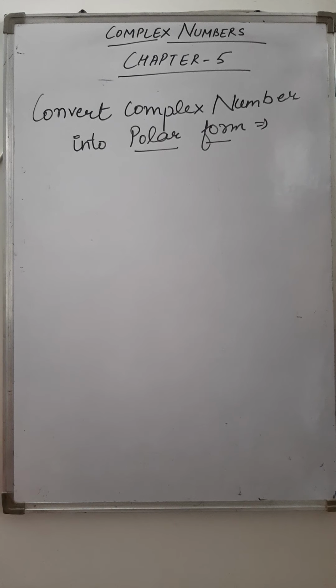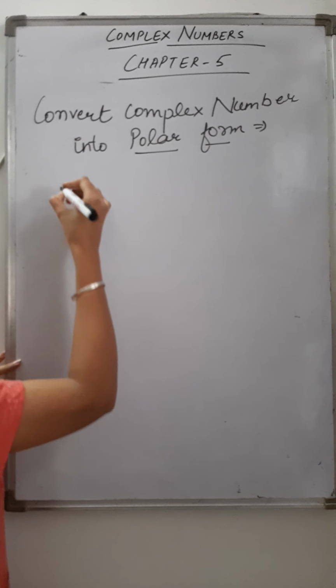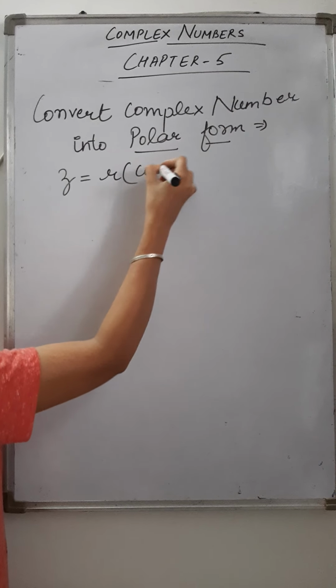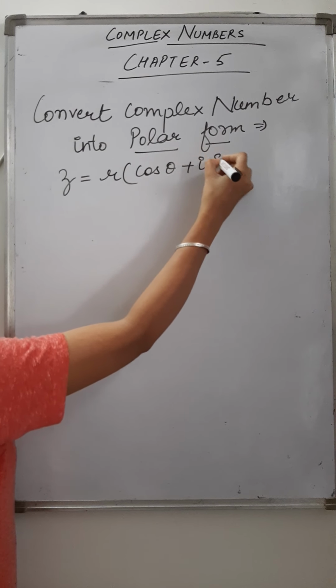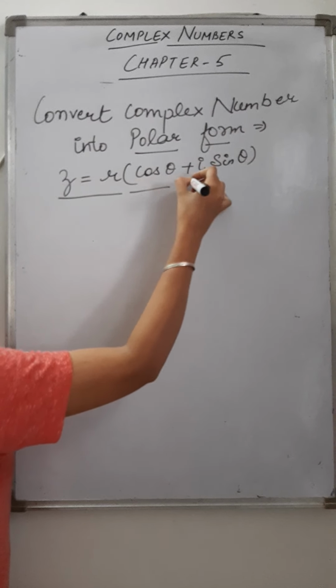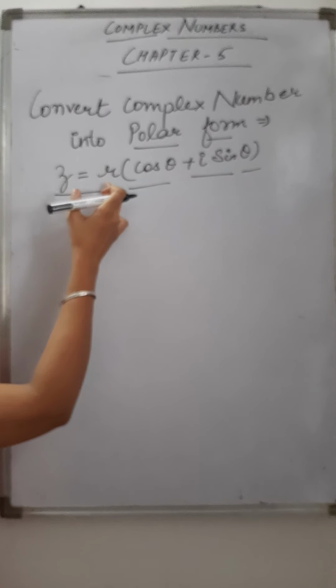Hello everyone. Next we will start question number third. Convert the complex number into polar form. What is polar form? In the last video I told you z equals r cos theta plus iota sin theta is your polar form. So here we will have to find theta and r and put the values in this equation, and that is your required polar form. So let's start question number third.